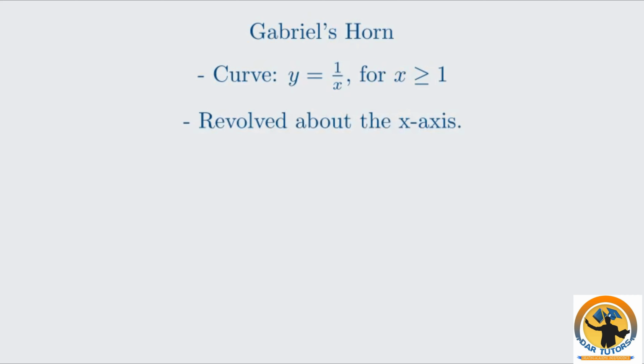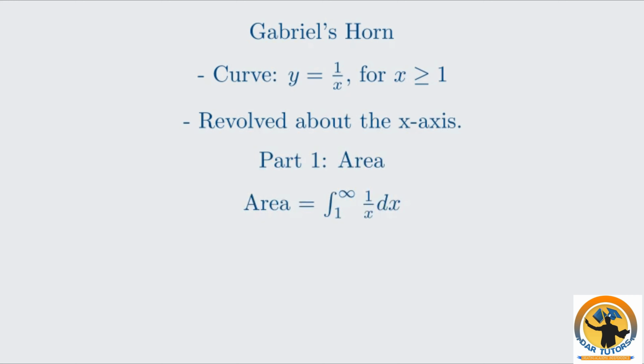Now for a classic and counterintuitive problem, Gabriel's horn. Gabriel's horn is a solid of revolution formed by revolving the curve y equals 1 over x, for x greater than or equal to 1, about the x-axis. We are asked to prove that the area under the curve y equals 1 over x is infinite, but the volume of the horn is finite. Let's start with the area.